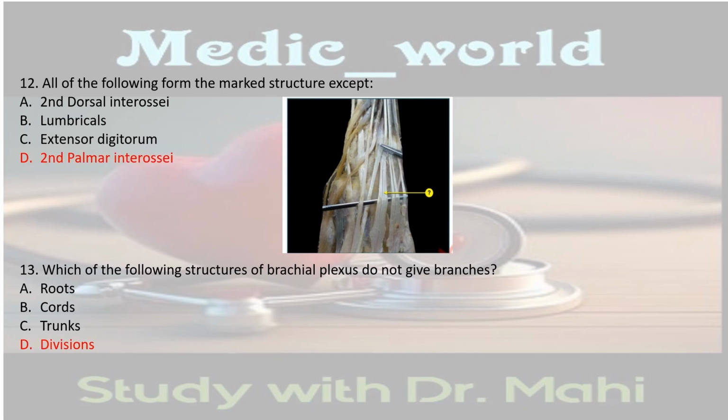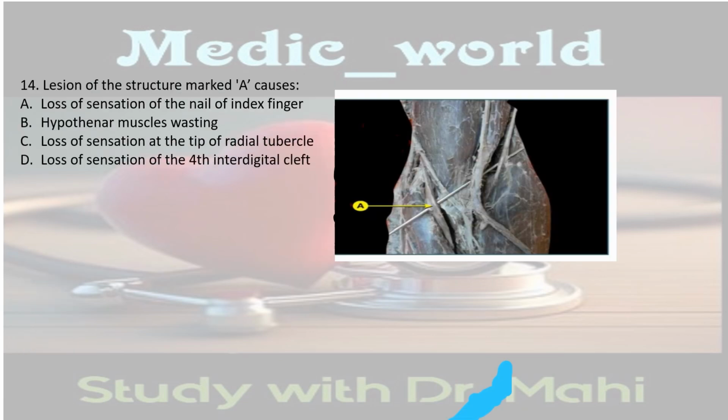Now the next question, lesion of the structure marked A causes. Let's first of all identify the structure which is marked as A. Here the structure which is marked as A is the median nerve, and the lesion of this nerve causes the loss of sensation in the nail of the index finger. So the answer is option A.